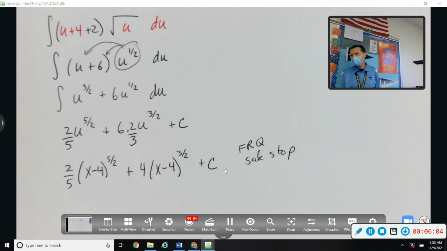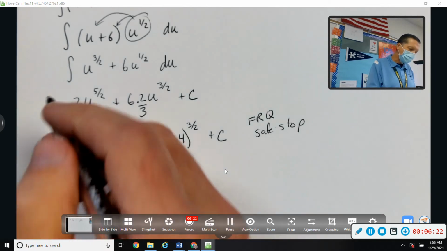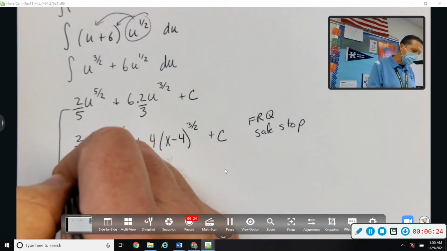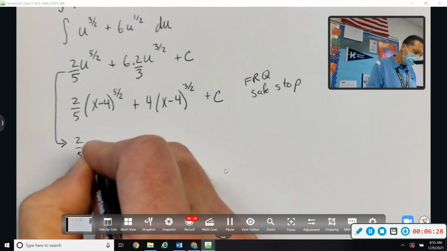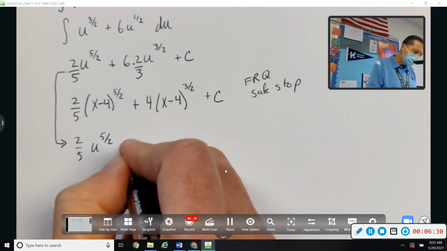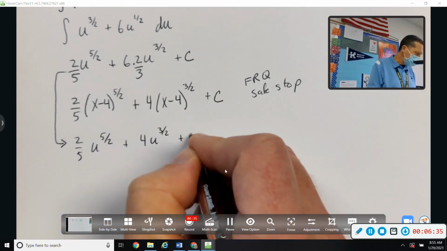Because on multiple choice tests, in the back of the book, and on Calc Chat, they're going to get creative, maybe, in how they factor this. So let's back up to, it's almost easier to factor when there's u's involved. So I'm going to back up a step. Come back to that one. 2/5 u to the 5/2 plus 4 u to the 3/2 plus c.